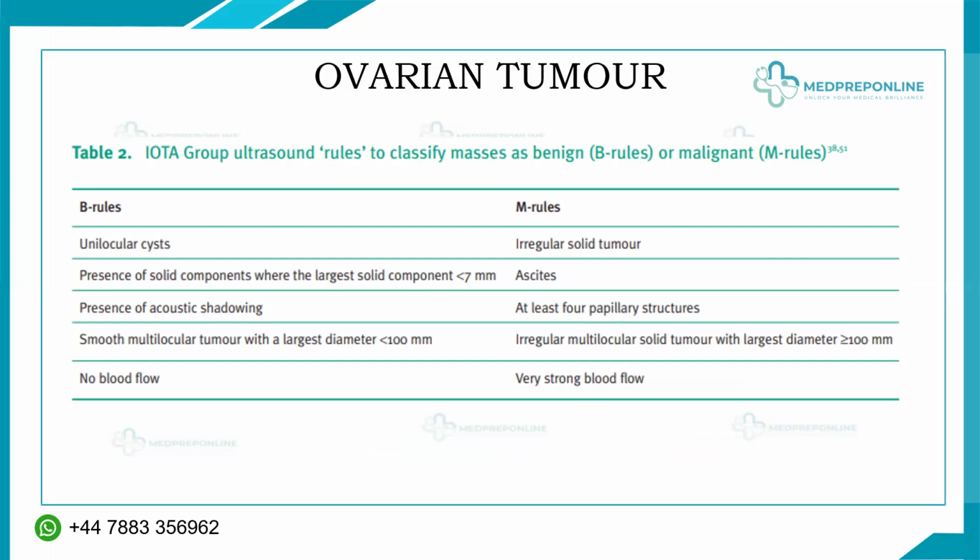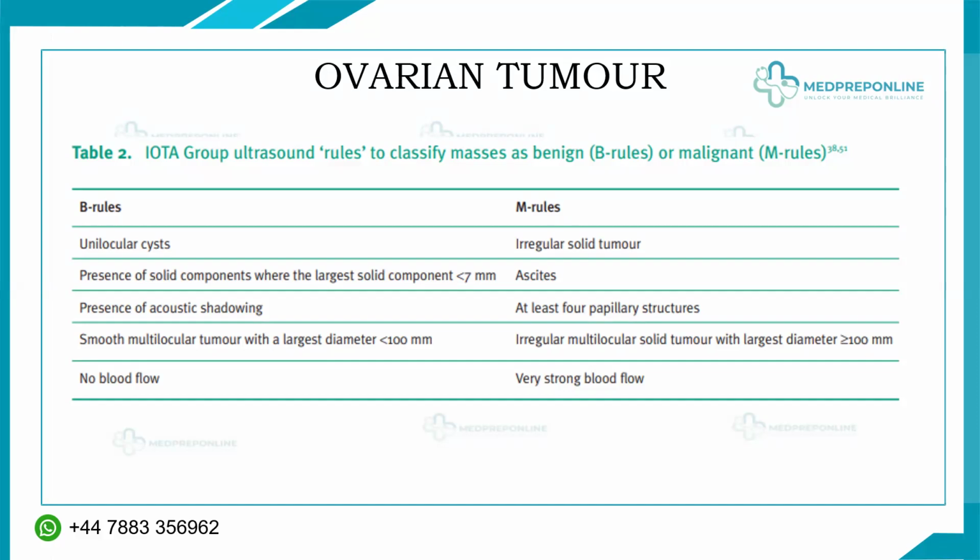So you have solid components in B rules where the largest component is less than 7 millimeter. They are clear unilocular cysts, so there'll be acoustic shadowing. They are smooth. They could be multilocular also, but they are smooth. And the largest diameter is always less than 100 millimeter. Plus, there is no blood flow.